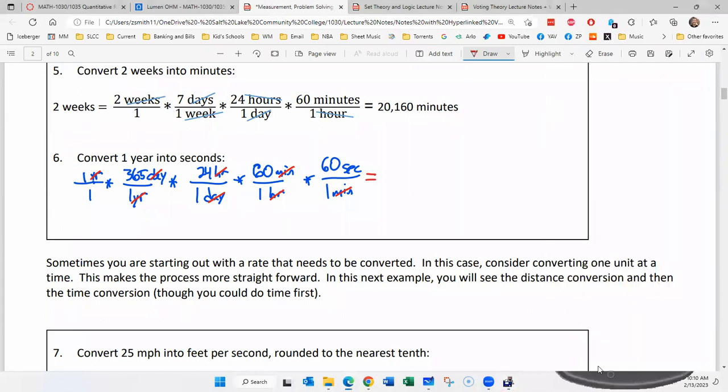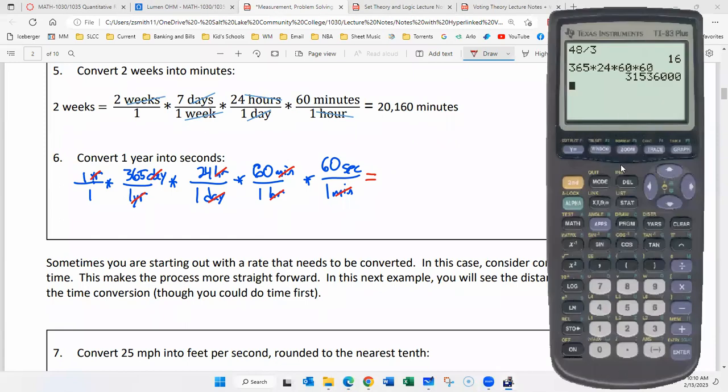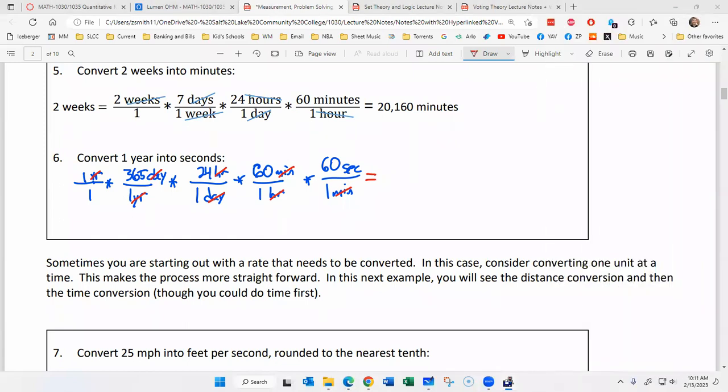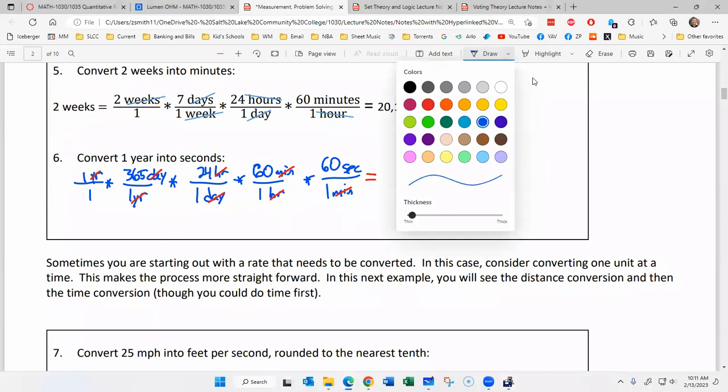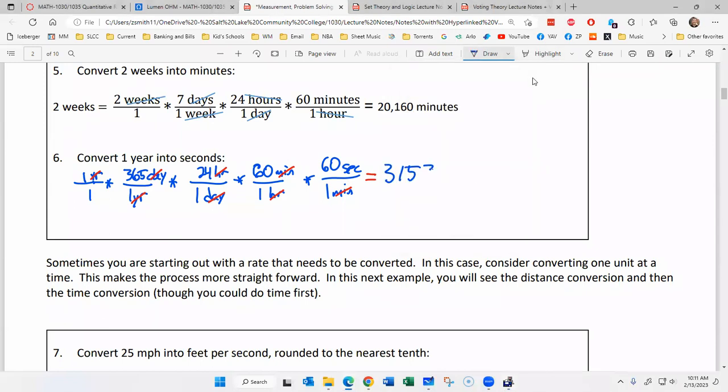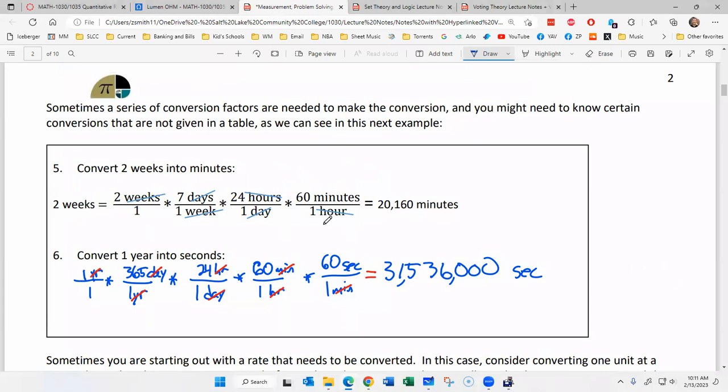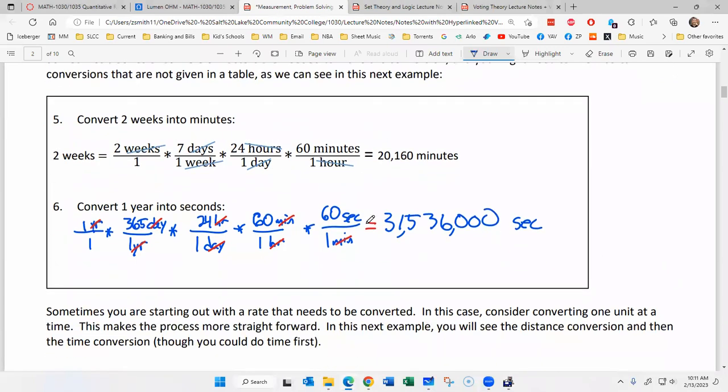All right, so we work all that out. We get some big number. I'll pull that off screen so I can write it down. 3153600, and this would be seconds. So 1 year is 31 million seconds-ish. Don't round unless requested. It's another thing about mathematics in general. Don't do any rounding unless requested. And if requested, only round the very last step.